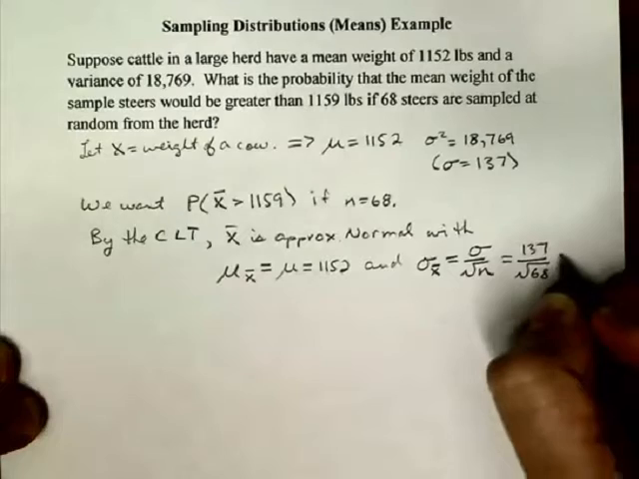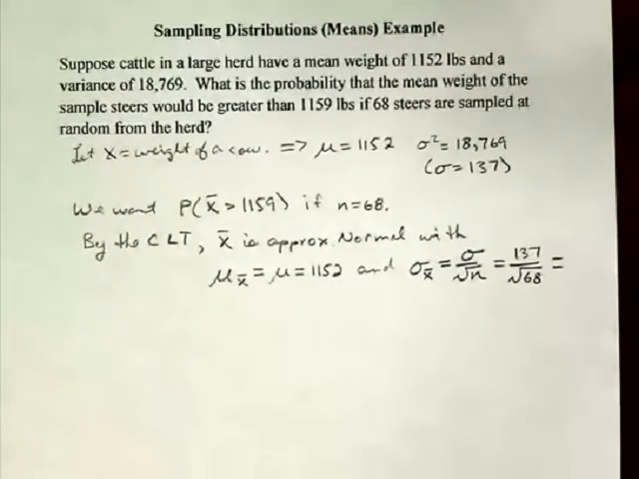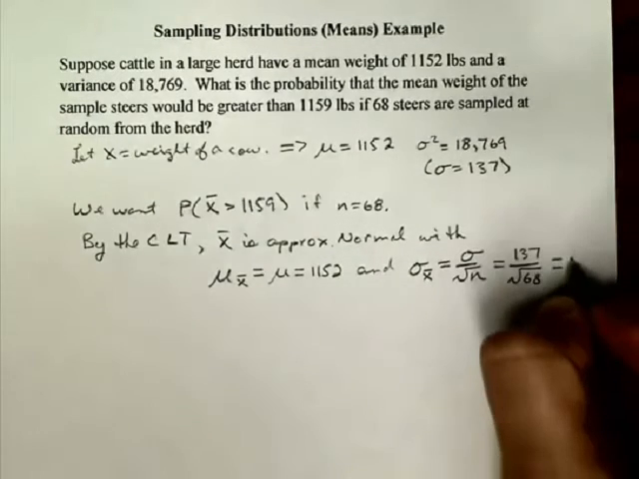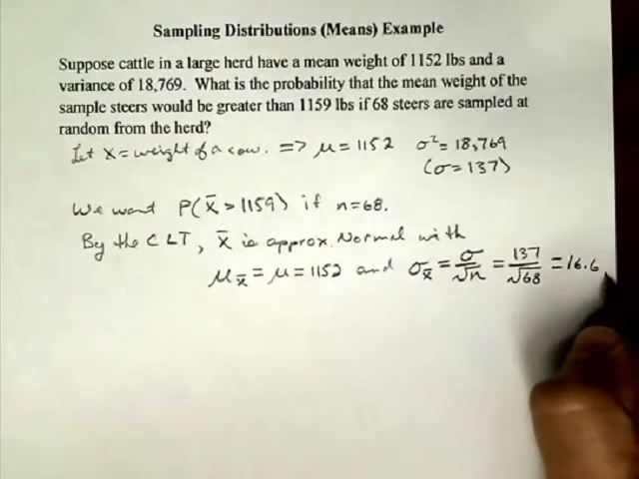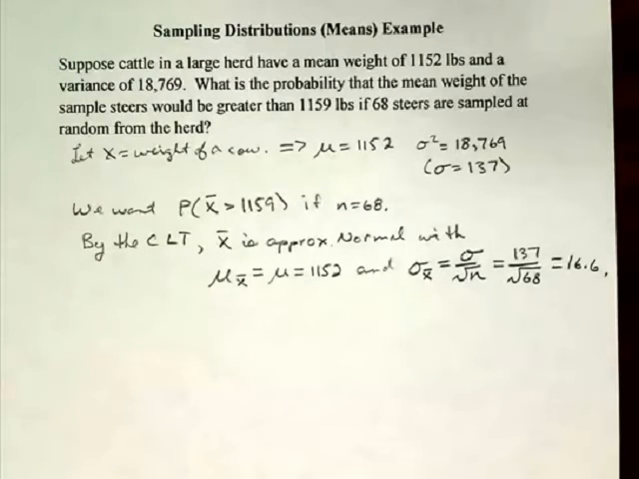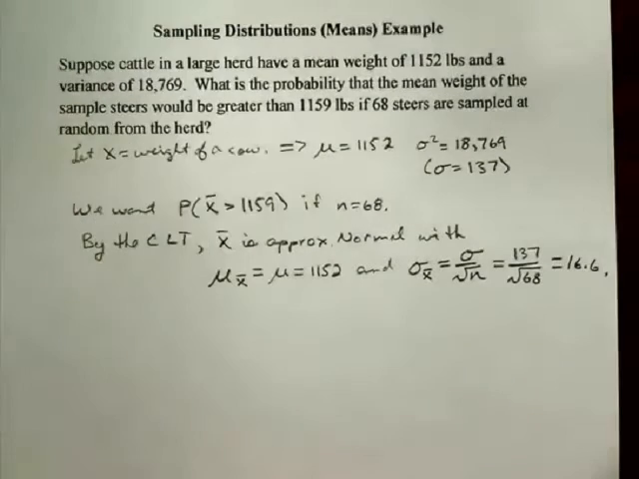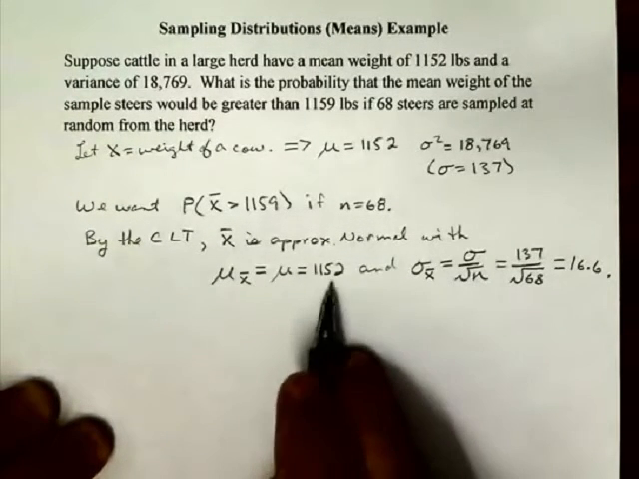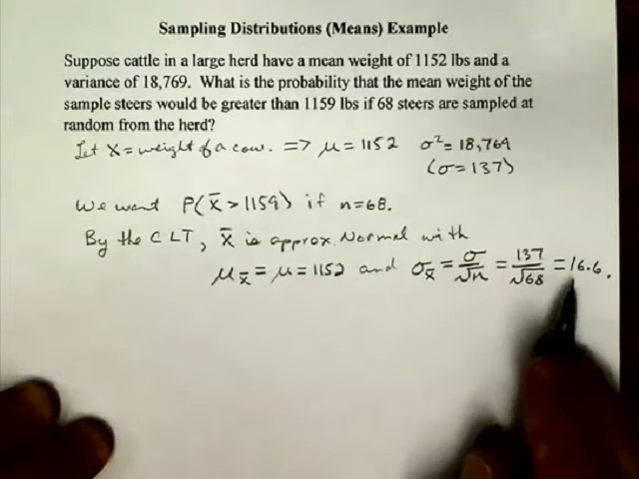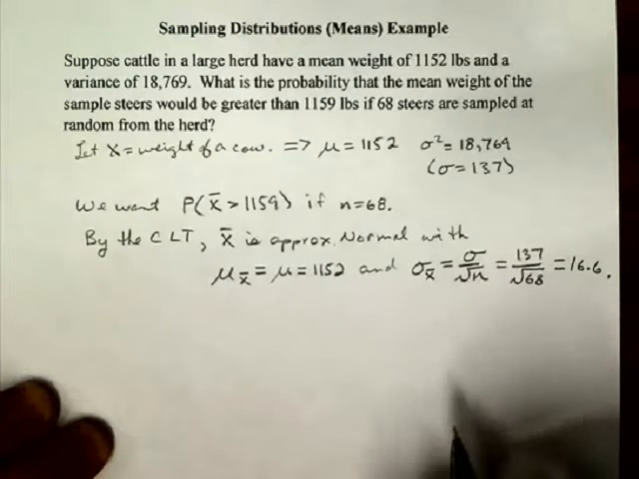And if you do that computation, let me do that on the side here. Okay, so I had to go get my calculator. 137 divided by the square root of 68, and you get 16.6. So 16.6 is a reflection of the variability that X bar has from sample to sample. So what we know by the central limit theorem is that X bar is approximately normal with these parameters. The mean is 1,152. The standard deviation of X bar is 16.6.